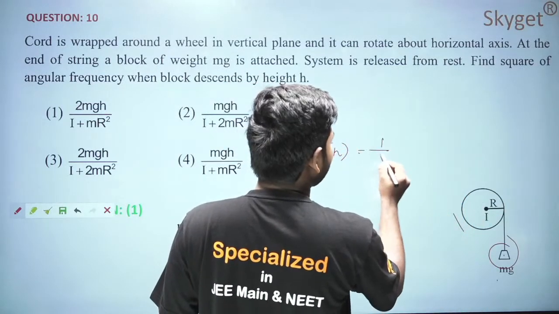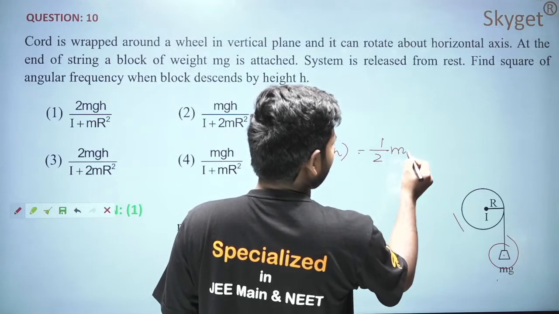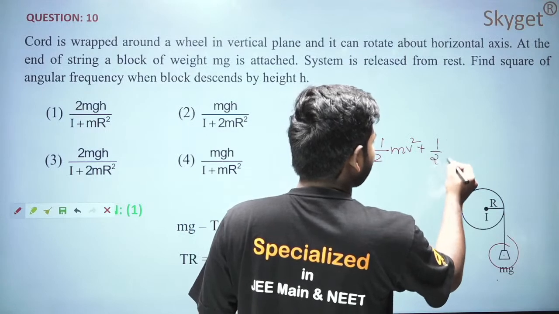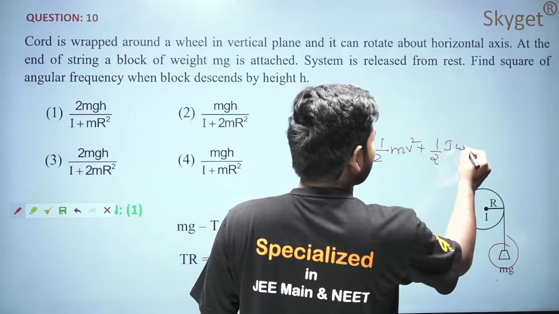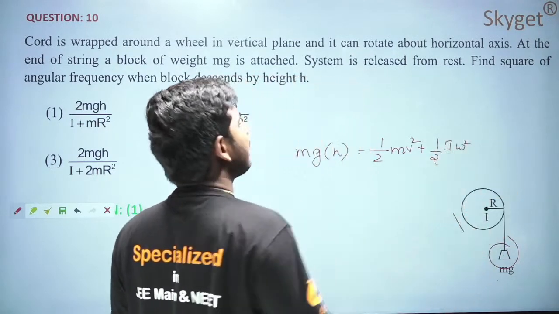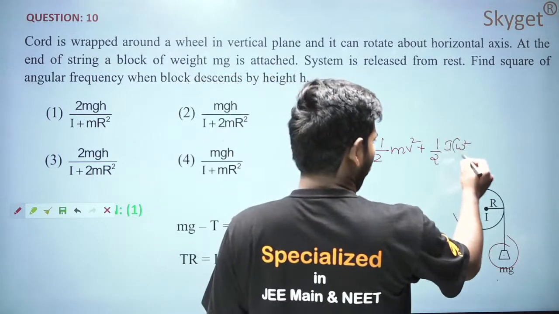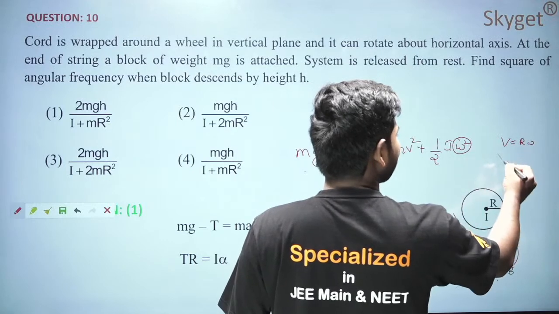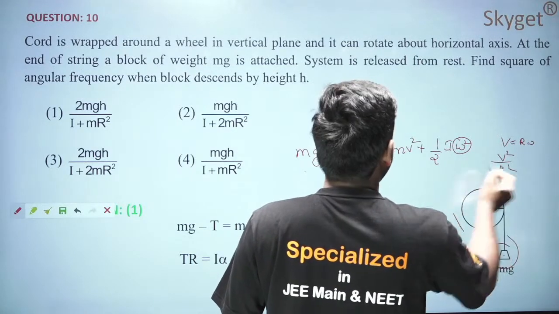Kinetic energy of the block can be written as half m v square, plus rotational kinetic energy of the disc, half I omega square, but it is without slipping. In that case v is equal to r omega, so we can write omega square as v square by r square.